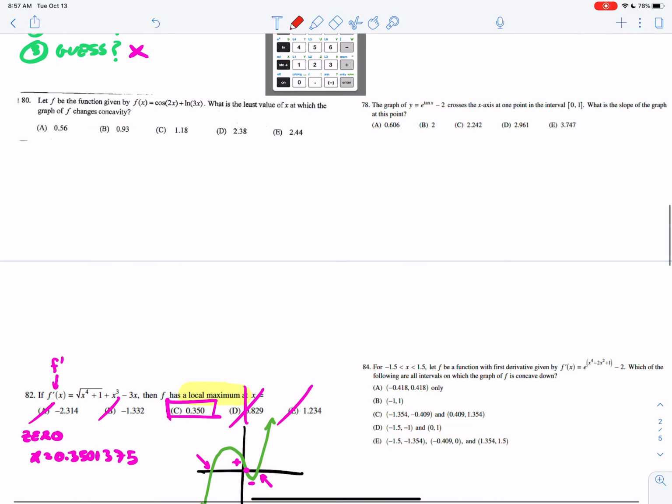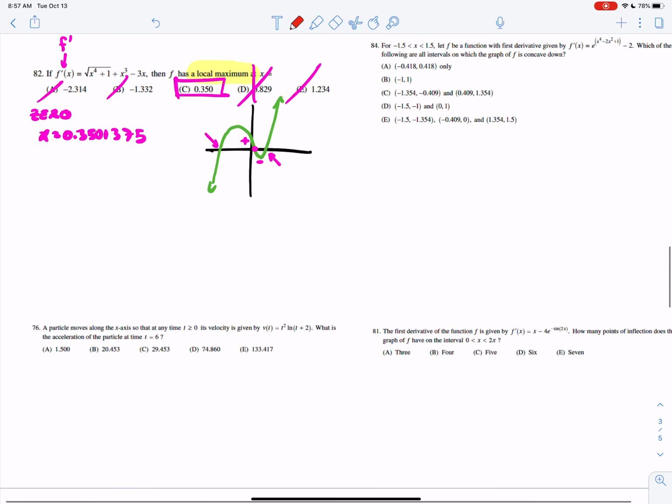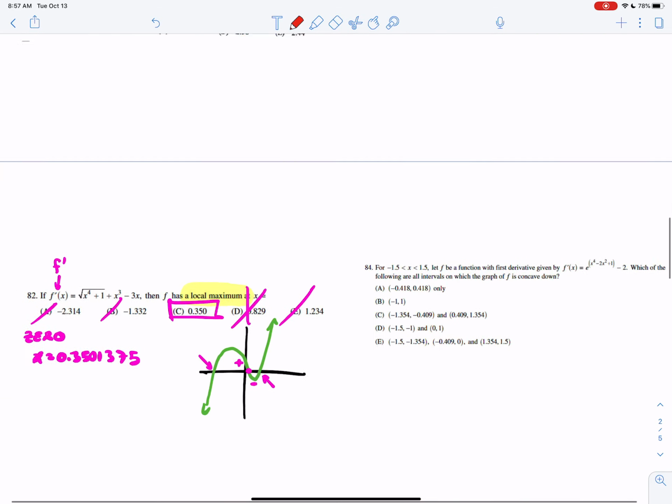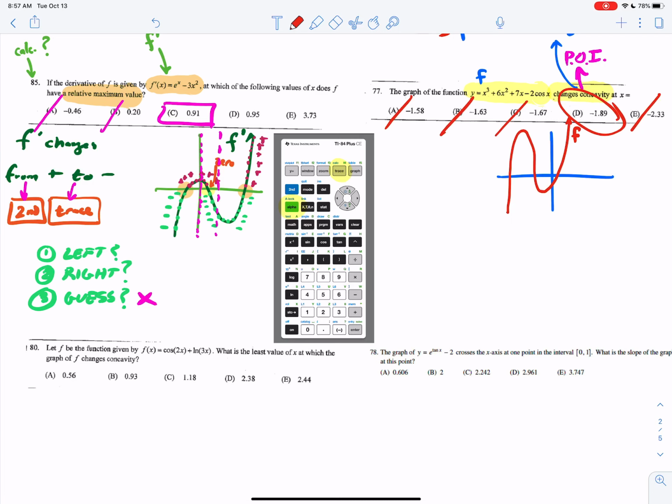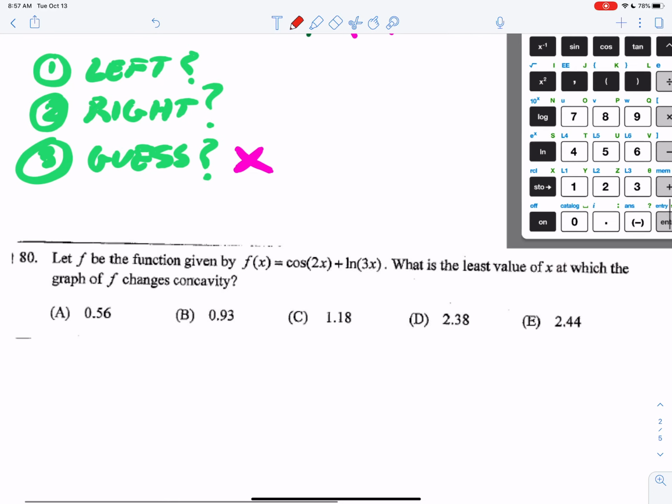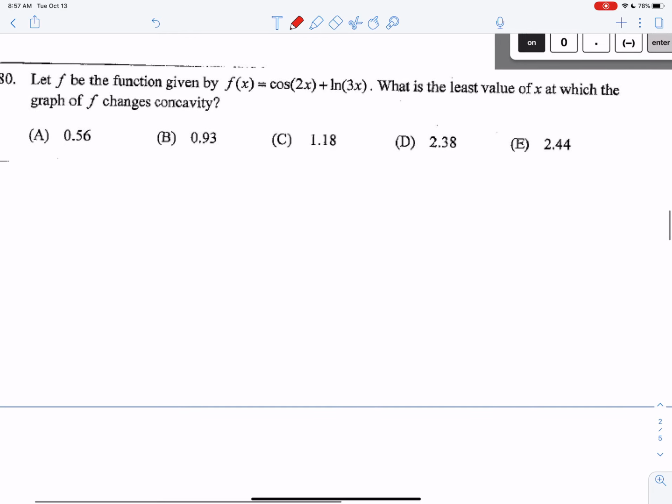Let's do... Okay, let's do number 80. Go ahead and try that on your own. Press play whenever you're ready, okay? Okay, here we have the function. I'm going to go ahead and quickly type that out. Cosine 2x for y1. Close it, plus the natural log of 3x. Close it. What's the least value of x where f changes concavity?